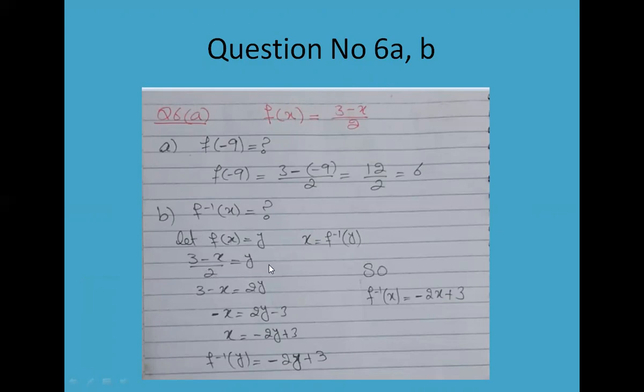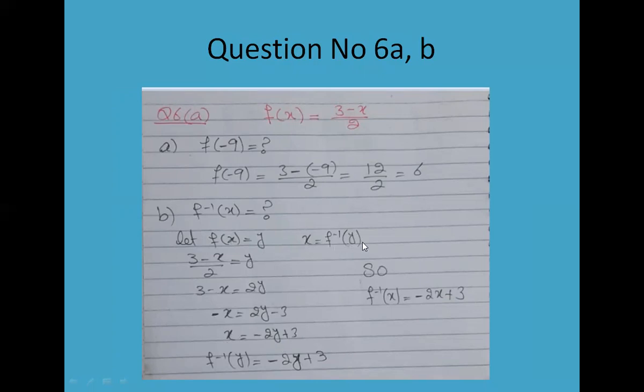Then we have to make x the subject of the formula. So I will take this 2, it's dividing here, it will go on the other side, it will multiply. So you will have 3 minus x equals 2y. So this 3, which is positive 3 here, when I take it to the other side, it will subtract. So minus x is equal to 2y minus 3. Multiply with minus 1 on both sides, you will have x. It will become positive, and this will become negative. So x is equal to minus 2y plus 3.